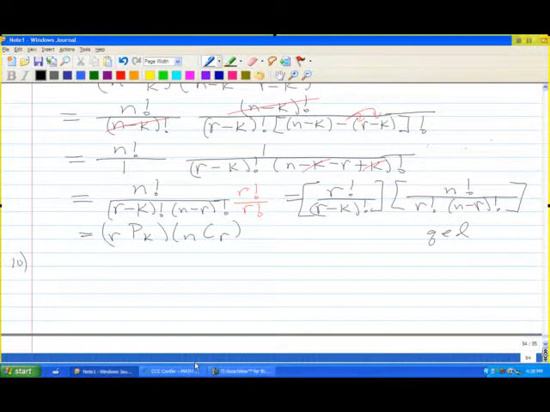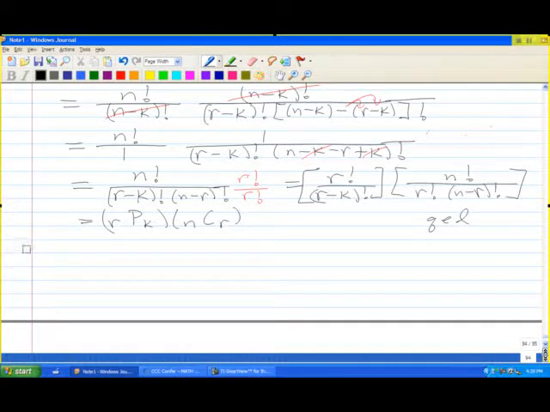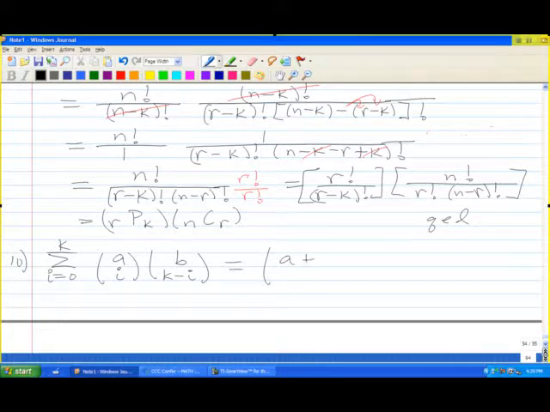Number 10. The sum, i equaling 0 to k, of aCi times bC(k minus i), is equal to (a plus b)Ck.